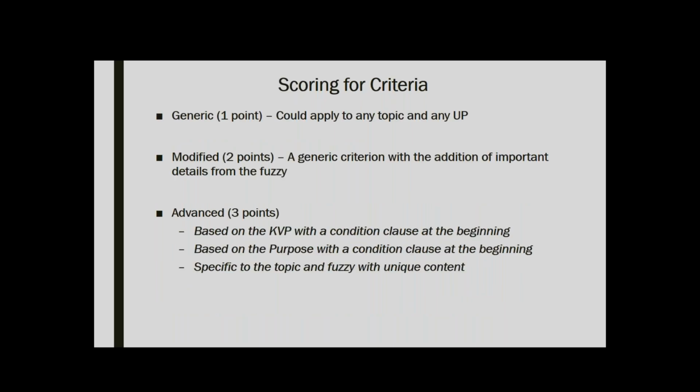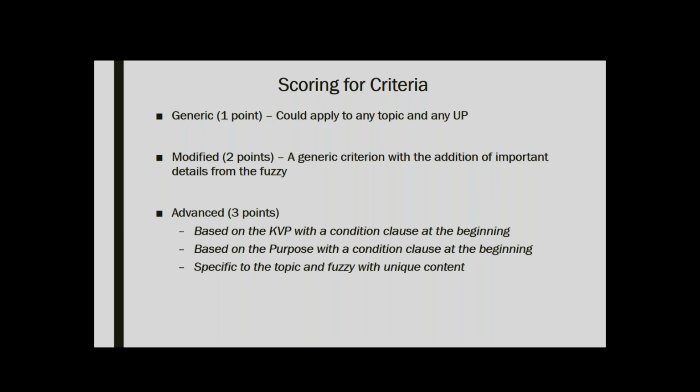The criteria for scoring it is something that will help you in teaching your students. Generic gets 1 point because it could apply to any topic, any UP. Modified will get 2 points. A generic criterion with the addition of important details means it only is going to work for this one.